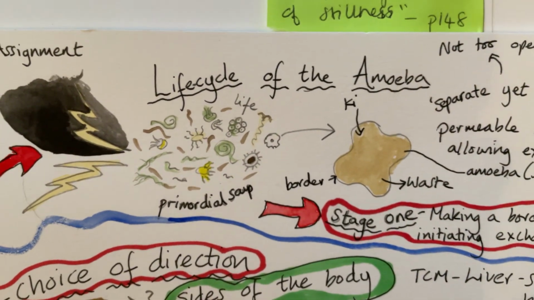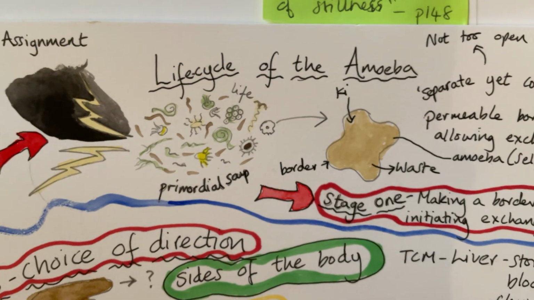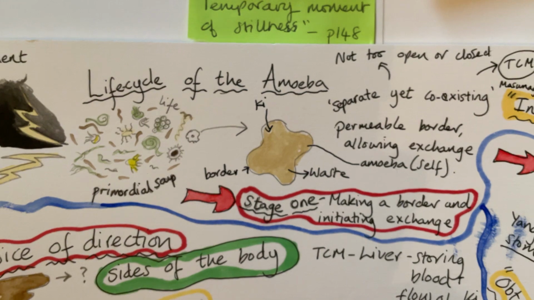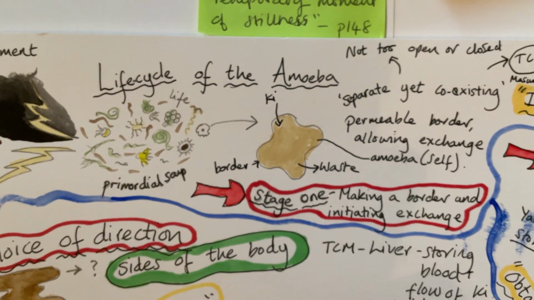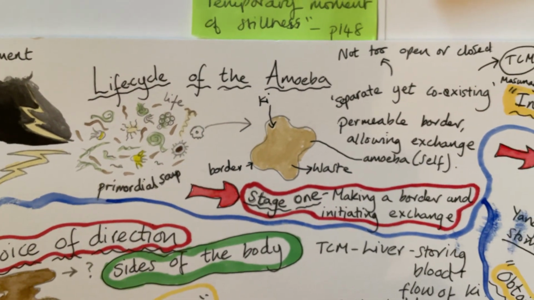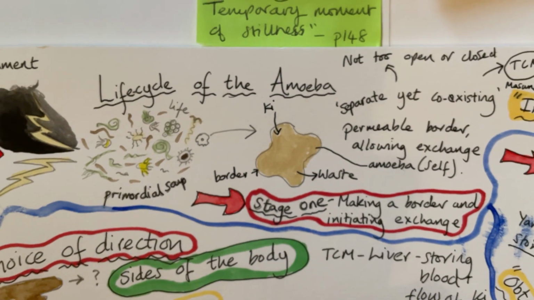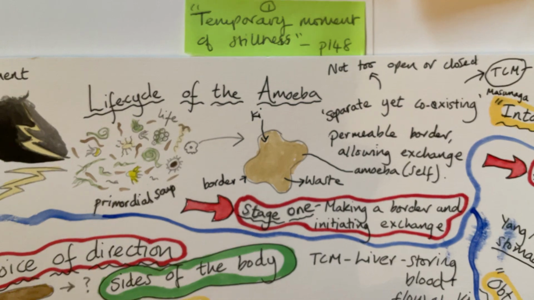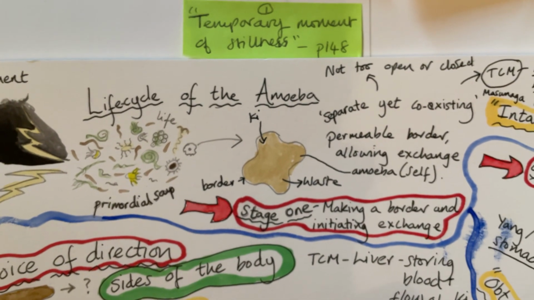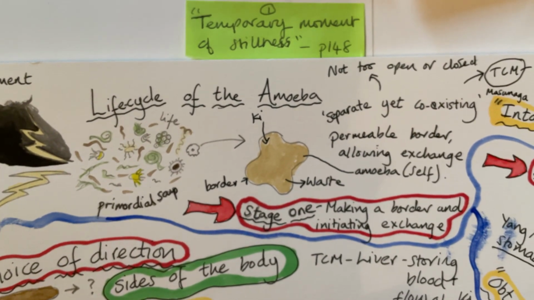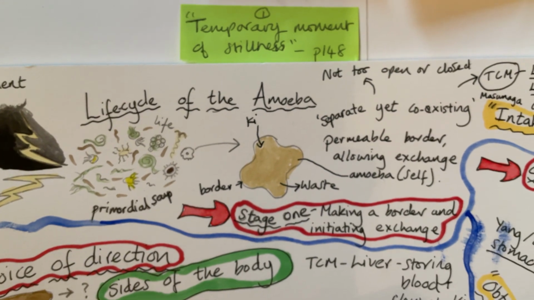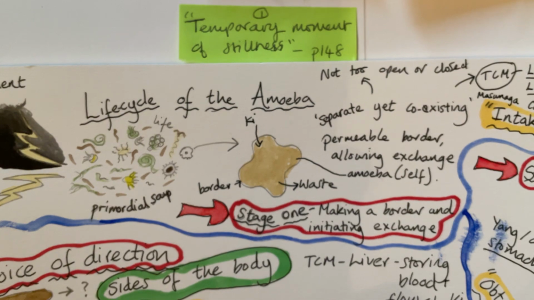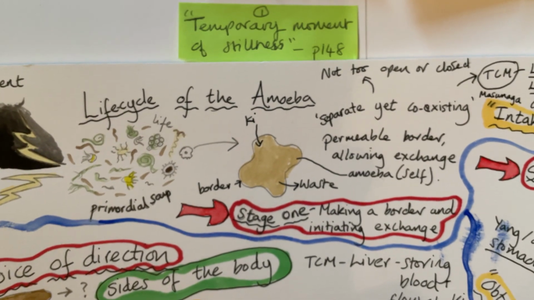The life cycle of the amoeba starts here at stage 1, making a border and initiating exchange. The amoeba realises that it is separate from the rest of the primordial soup and that it has a permeable border which allows for an exchange of energy coming in and waste coming out. It's separate yet coexisting, and its border is neither too closed nor open, allowing this exchange.